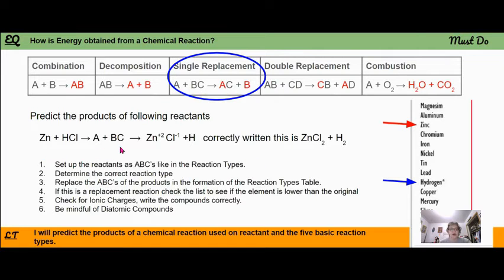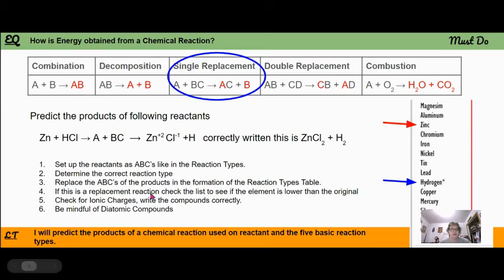So basically what I did was I set up the reactants as ABCs, just like up here, okay? Then I have to look at which one of the reactions is the correct reaction type. Then I replace the ABCs with the correct elements in the correct order, okay?